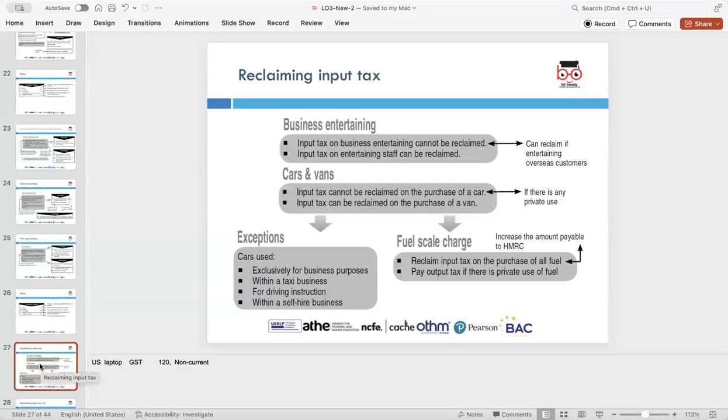Reclaiming input tax. Can you hear me, Sajid? Sorry, Zahid. Yeah, okay. See my screen as well. No issues. I can hear you.